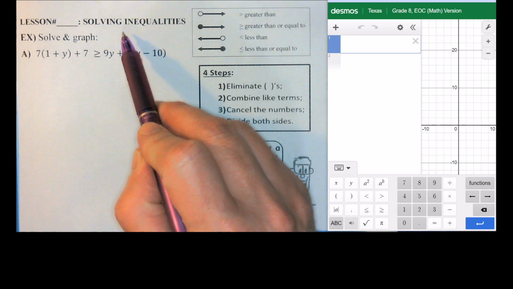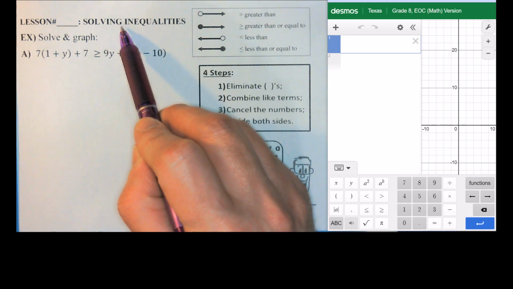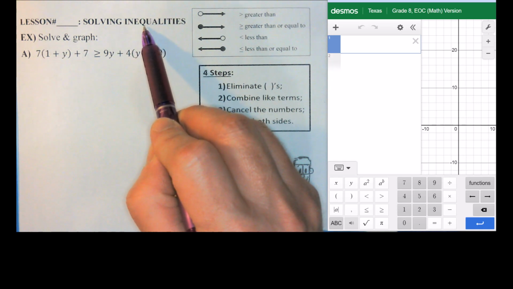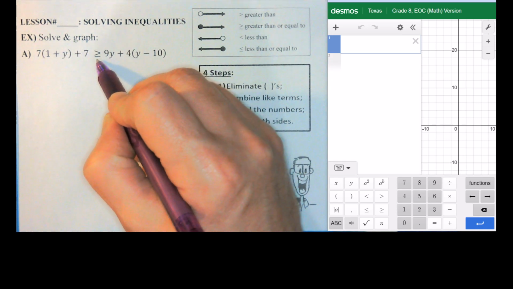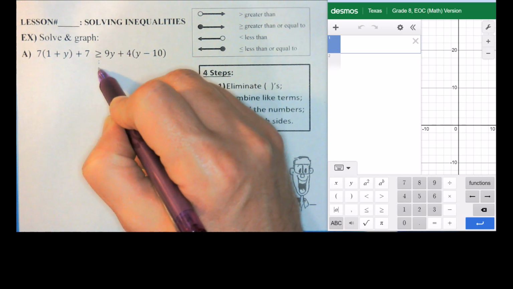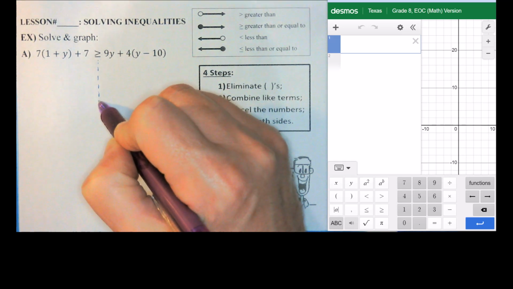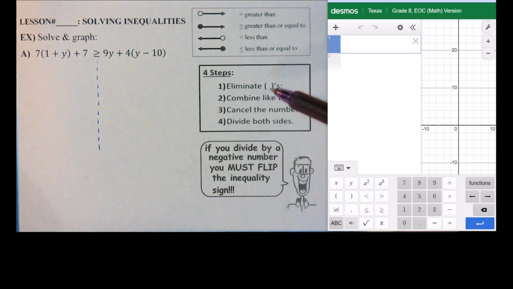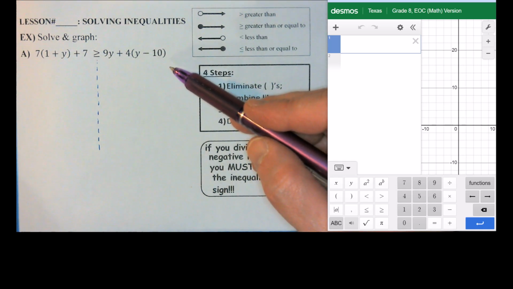Hello and welcome. Today's lesson is going to be about solving inequalities. Solving inequalities is going to be very similar to solving equations. The only difference is instead of an equal sign, we're going to have an inequality sign that separates both sides of the inequality. We're going to follow the four steps of solving equations in solving inequalities.